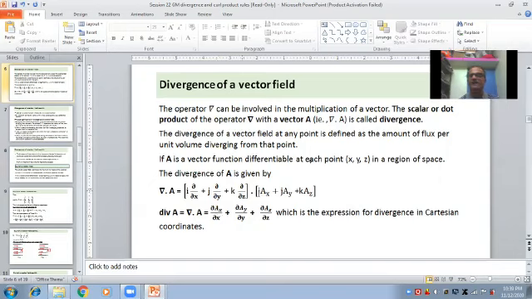i dot i is 1, so this component remains, so dou Ax by dou x remains. But the second product, dou Ay by dou x, is multiplied by i dot j, and i dot j is 0, so that component vanishes. So only the three like components remain after taking this scalar product of these two vectors. And this quantity represents the divergence of a vector field in Cartesian coordinates.